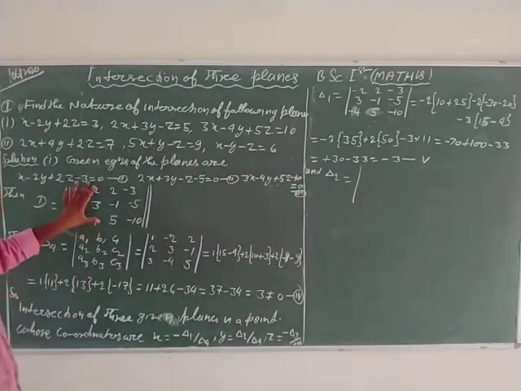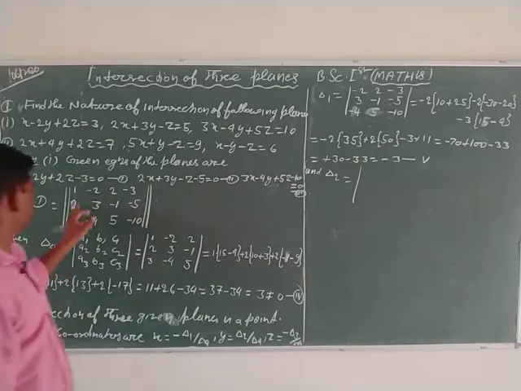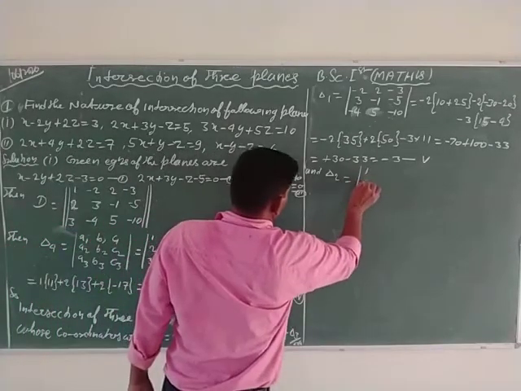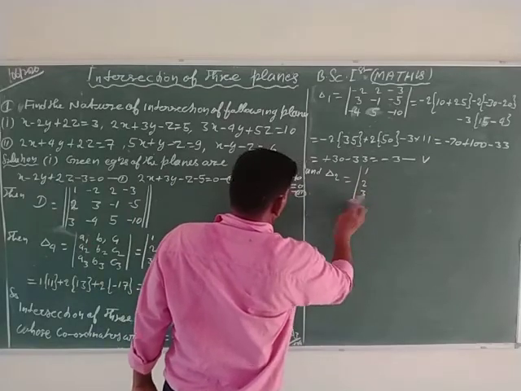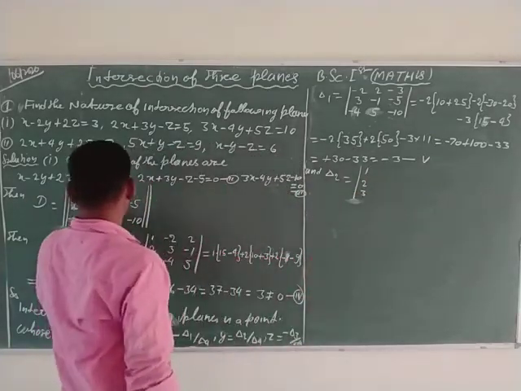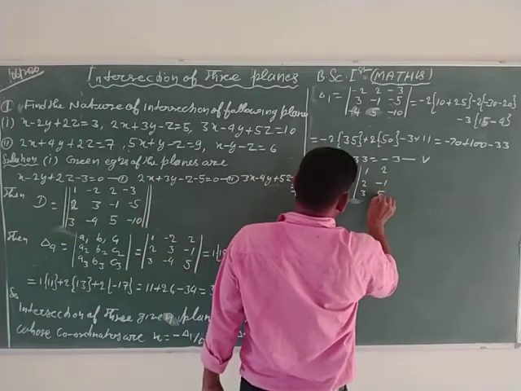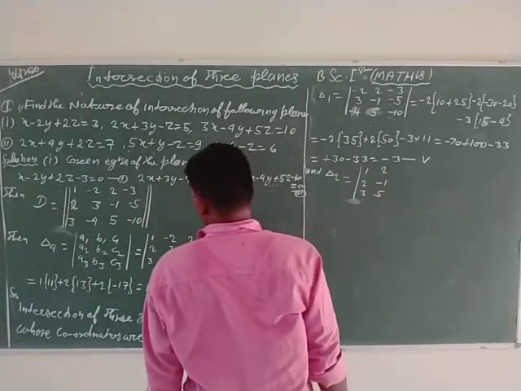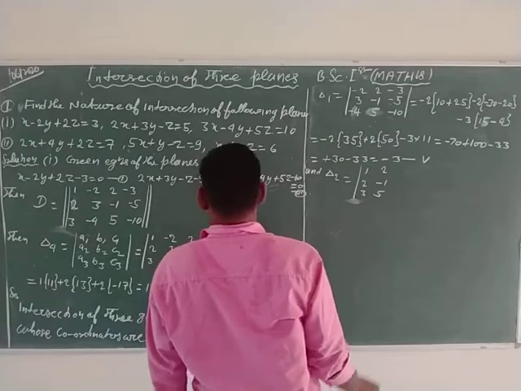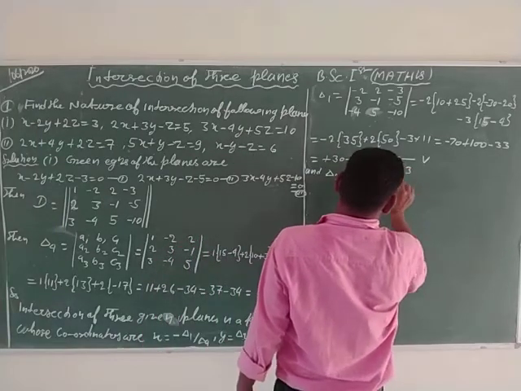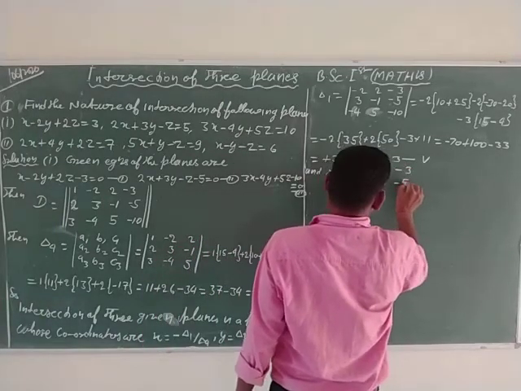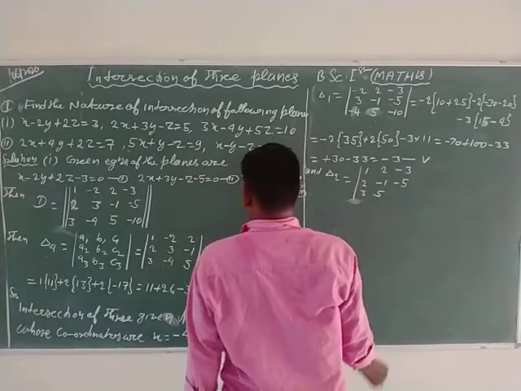by eliminating the second column: 1 2 3, 2 minus 1 5, minus 3 minus 5 minus 10.